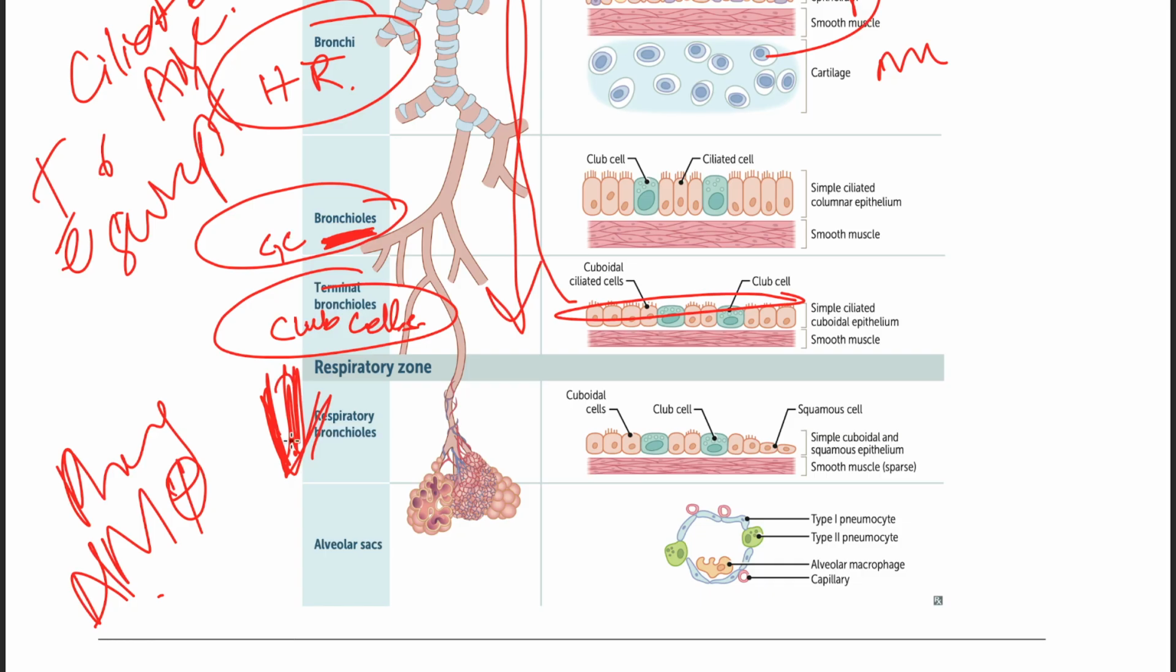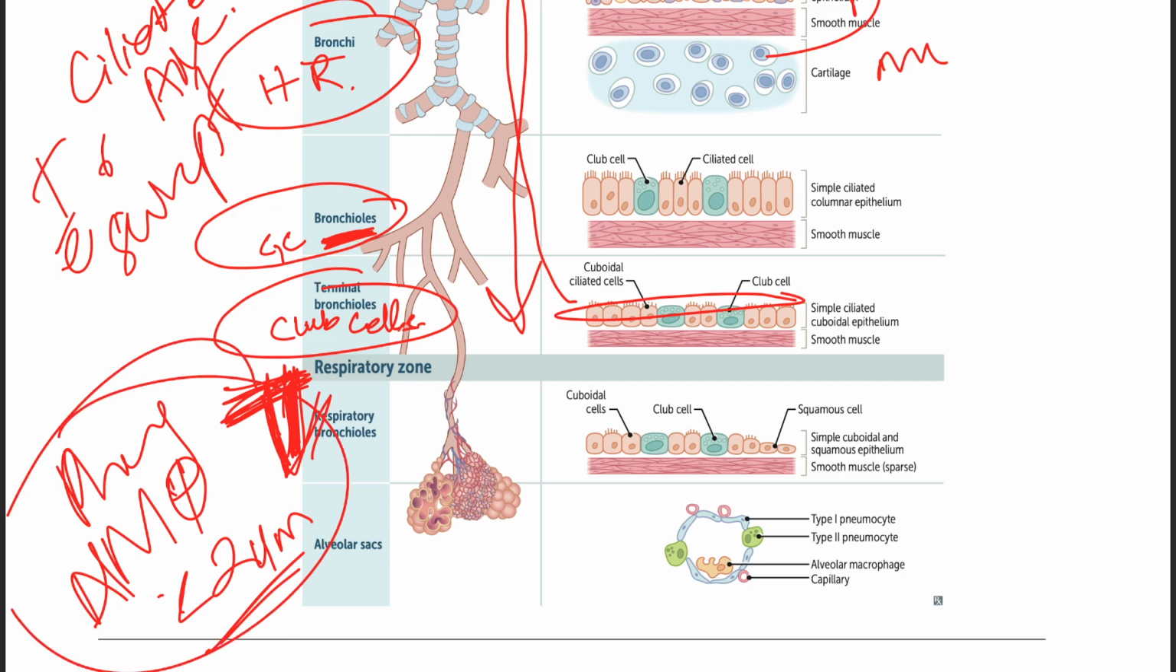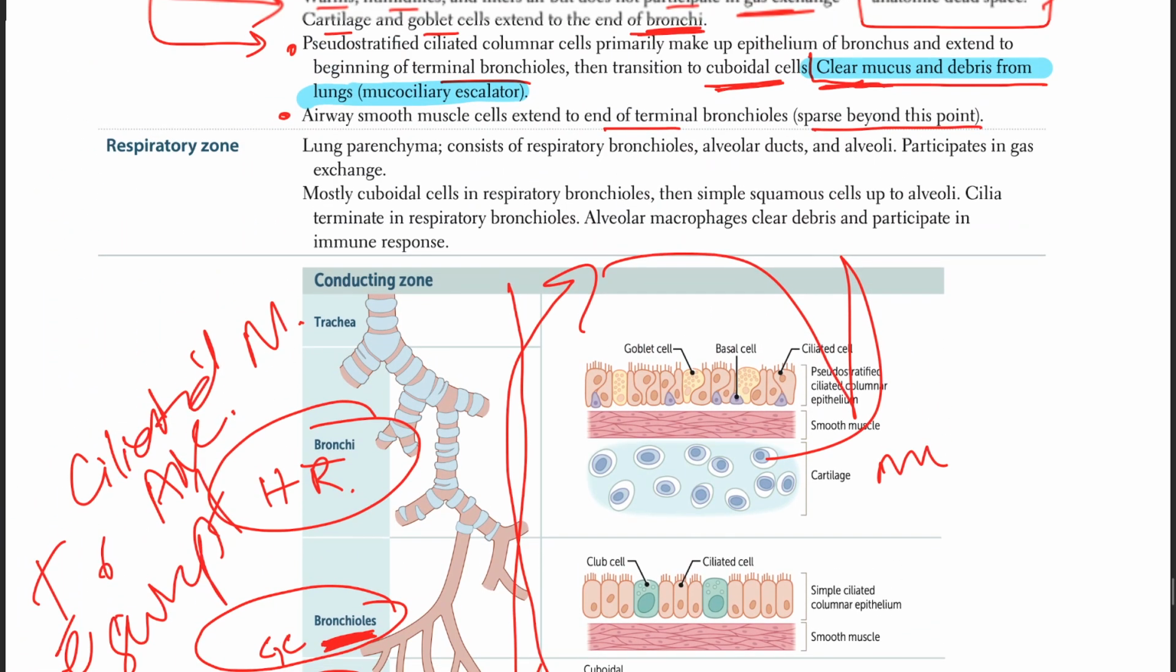But what is the size of this thing which can go beyond this respiratory zone? It is called 2 microns, less than 2 microns. So only the finest particles less than 2 microns can travel into the respiratory bronchioles and alveoli, where they are phagocytosed by the alveolar macrophages. So that's pretty much it.